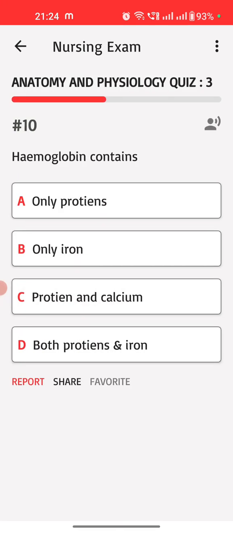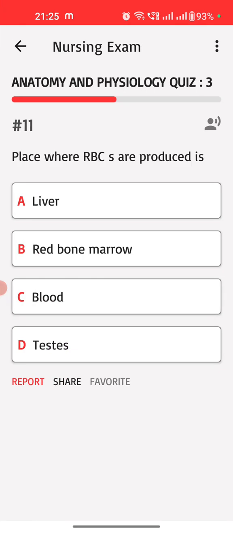Hemoglobin contains A. Only proteins. B. Only iron. C. Protein and calcium. D. Both proteins and iron. Correct answer.